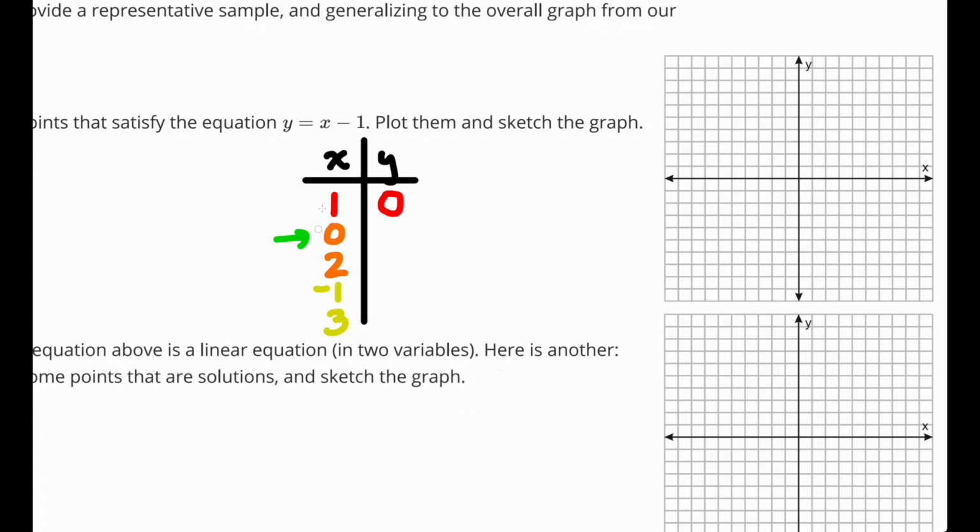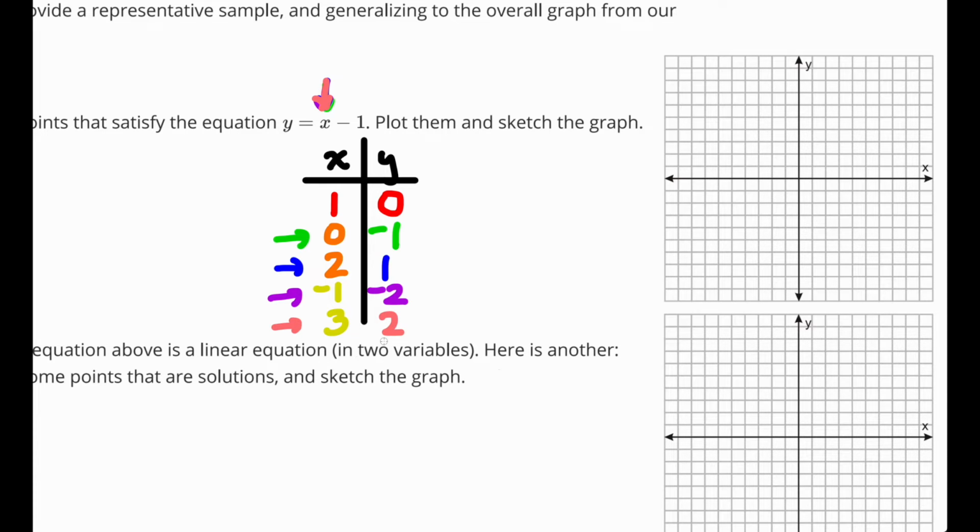So here x is equal to 0, so I'm going to put a 0 in for x here. 0 minus 1 is negative 1. Okay, I'm going to do the same thing with the 2, plug in the 2 where the x is, and it's 2 minus 1, that's going to be 1. Okay, I'm going to do the same thing again with negative 1. I'm going to plug negative 1 into the y equation, for x. So negative 1 minus 1 is negative 2. And then you plug 3 in as well for the x of the y equation, and you get 2.